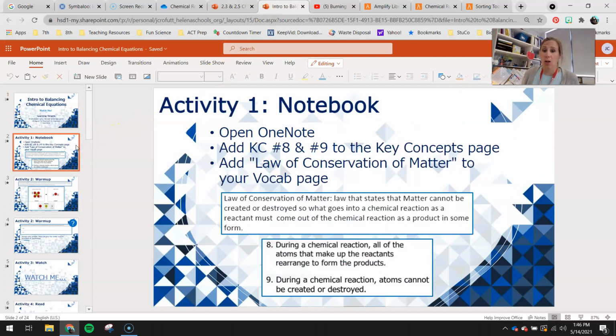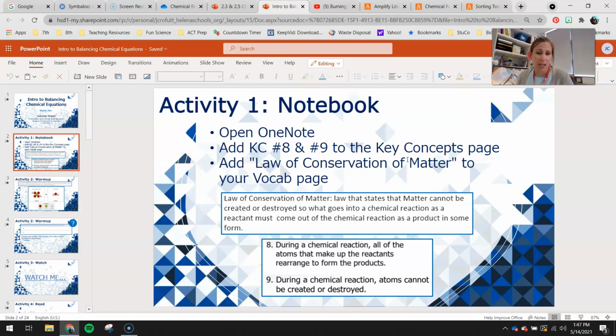Okay, so let's move on. You guys should have, again, in your bell ringer today, already completed the Activity 1 notebook. You should have added key concept number 8 and number 9 to your key concepts page and added law of conservation of matter to your vocab page. Okay, so law of conservation of matter, as I've kind of briefly talked about, is the law that states that matter cannot be created or destroyed. So what goes into a chemical reaction as a reactant must come out of the chemical reaction as a product in some form. We have to have the same amount of it, but it can be arranged differently and therefore would probably have different properties.